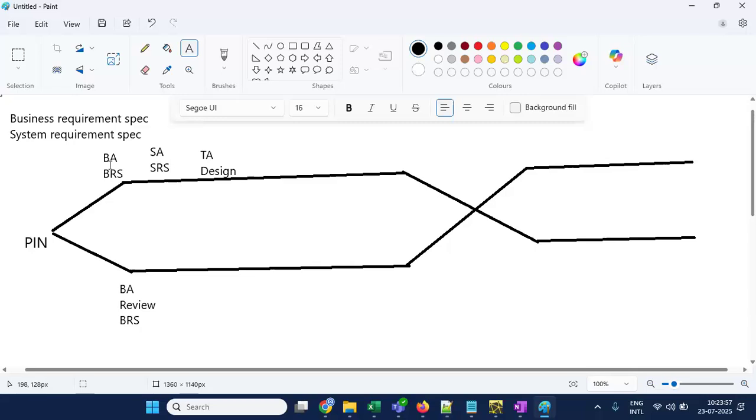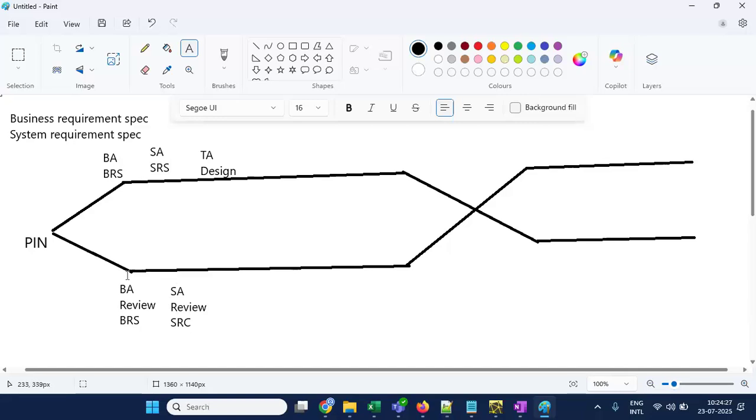So how to check whether it was correctly written or not? You have to check that there are no mistakes or missing things. For that purpose, you have to get it reviewed by another BA team. So that is the thing. Next, we have the system analyst. He will prepare the system requirement specification, but we are not relying on him, and we take another system analyst's help to review that particular SRS documentation. Okay, so two level verification.